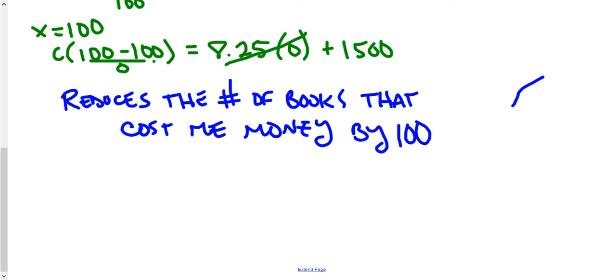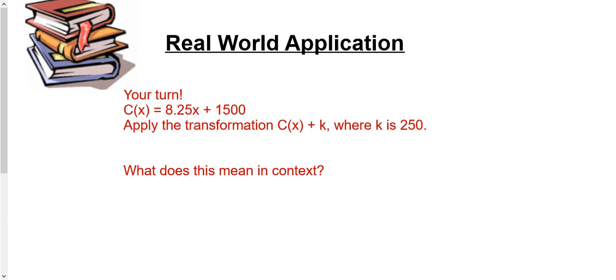Sorry about that. All right, so let's go ahead and take a look at another transformation. Got this one right here. In this one, we want to do C of X plus K, where K is outside of the X, okay? We already looked at this transformation. This means that we're taking our C of X, this whole equation over here, and then we're adding a number to it, right? And in this case, they gave us the number. They said, okay, K is 250.